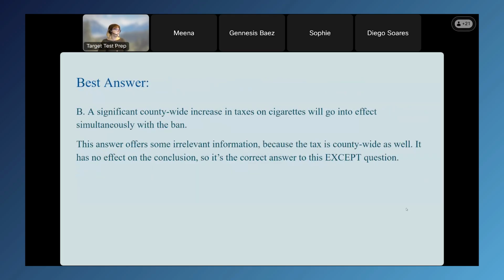And that leaves us with B, a significant countywide increase in taxes on cigarettes will go into effect simultaneously with the ban. Our conclusion is not about this. It is about the ban on smoking inside. So even if this happens, does that mean that Boselton is the most likely to have success? No, it doesn't tell us anything about it. This is just a different tax that's countywide. It should affect all the counties equally as much as far as we know. So that's why that one is our accept answer.